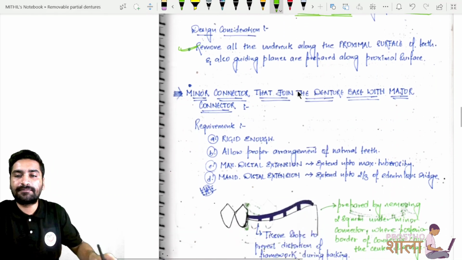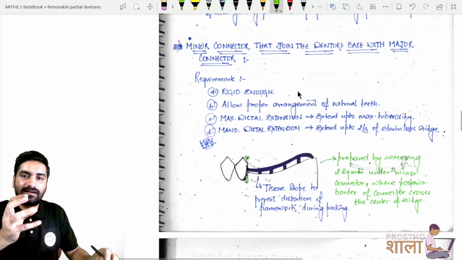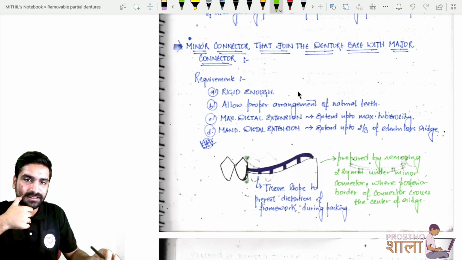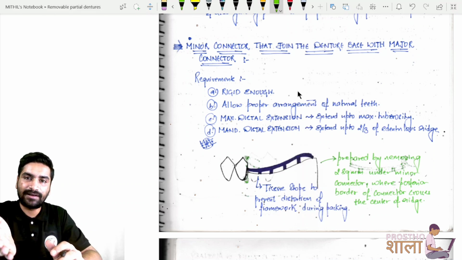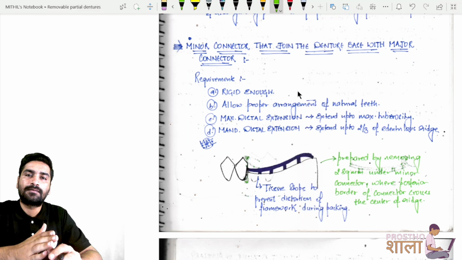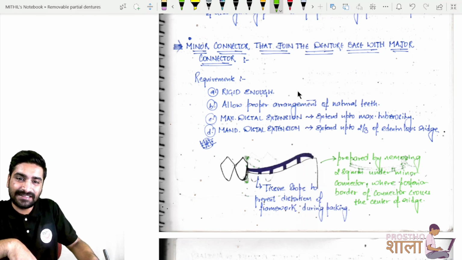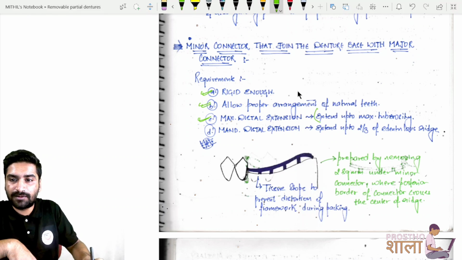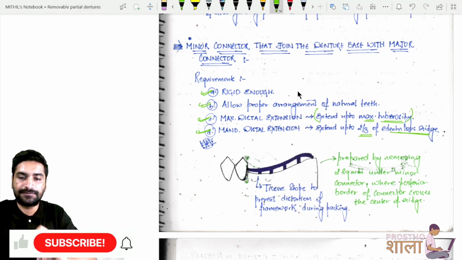The third type is that which joins the denture base with the major connector, right? Your RPD will also have some part of your denture base, that is your acrylic part, on the labial or buccal side. That connection between your acrylic and the metal is called one type of connector, and that is called the minor connector. If we see the requirements, they should be rigid enough, they should allow proper arrangement of natural teeth, the maximum distal extension should be up to the maxillary tuberosities for the maxilla, and the mandibular distal extension up to 2/3 of the edentulous ridge.